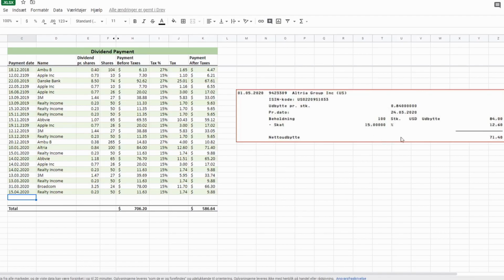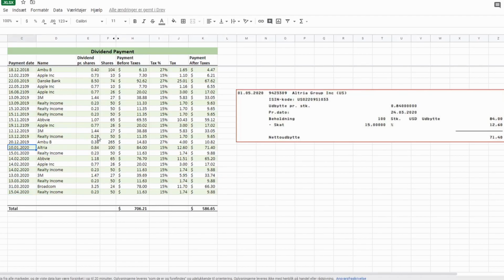I currently have 100 shares of Altria, and out of that dividend payment, I still need to pay 15% taxes. So after the taxes, I am receiving $71.4 into my account.